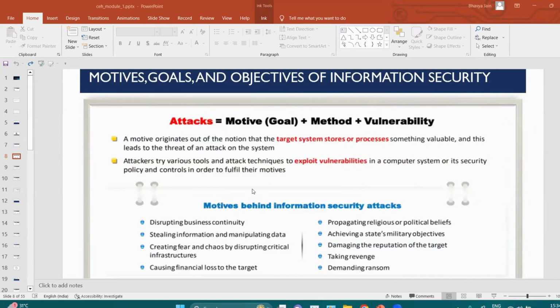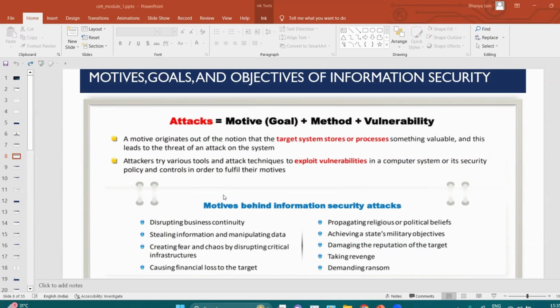The second component is method. What kind of method is any attacker using to hack the systems? What kind of tools they are using, what kind of techniques they are using, what kind of method they are using for attacking the target company or any target system. That is a method.